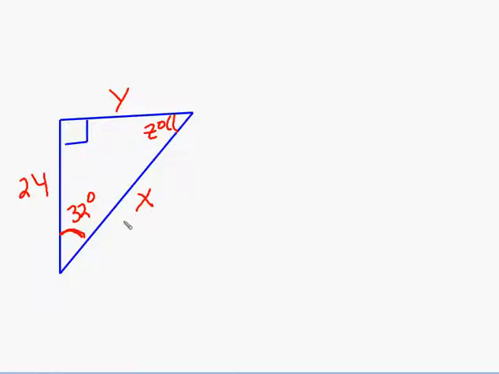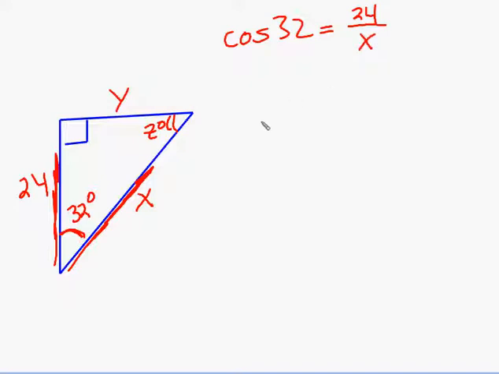Let's find x. So I have adjacent and hypotenuse. So what will I use? Cosine. But cosine of what? 32. Cosine 32 equals 24 over x. And whenever we have fractions, what do we do? Clear the fraction. So I'm going to clear it by multiplying by x.